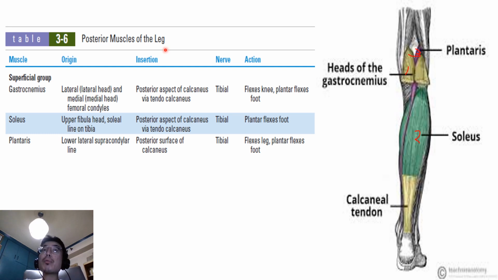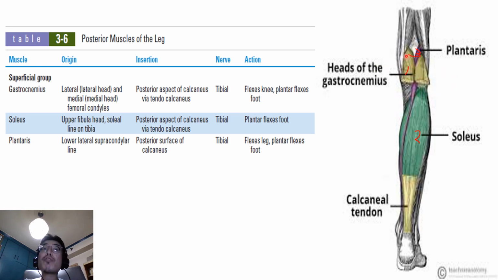Moving now to the posterior muscles of the leg. The posterior leg muscles actually have a superficial group and a deep group. We'll start first with the muscles of the superficial group, which are only three. We have the gastrocnemius, which is cut in this illustration. The gastrocnemius, a part of the superficial group of the posterior leg muscles.